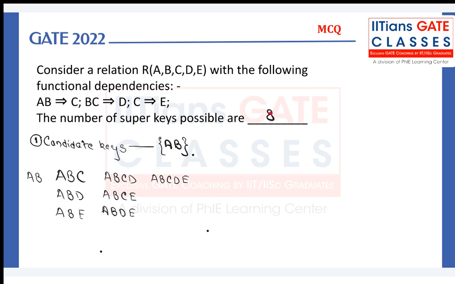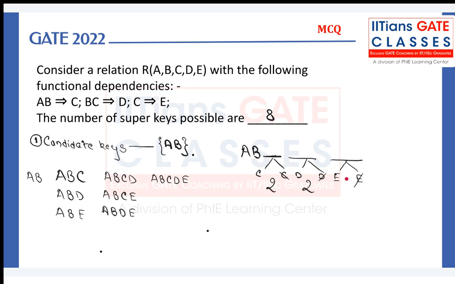See, I have AB, right? And any super key can either contain C or not contain C. It can either contain D or not contain D. It can either contain E or not contain E. Every super key can be either of them. So there are two choices here, two choices here, two choices here.